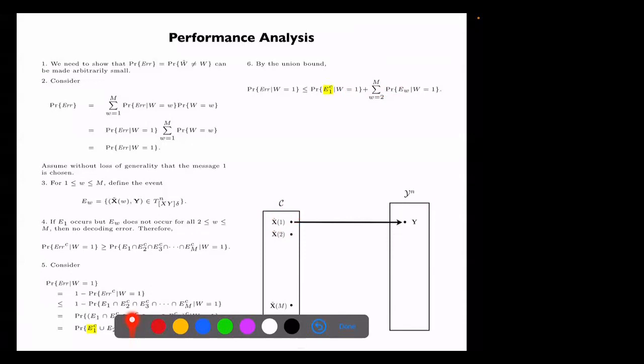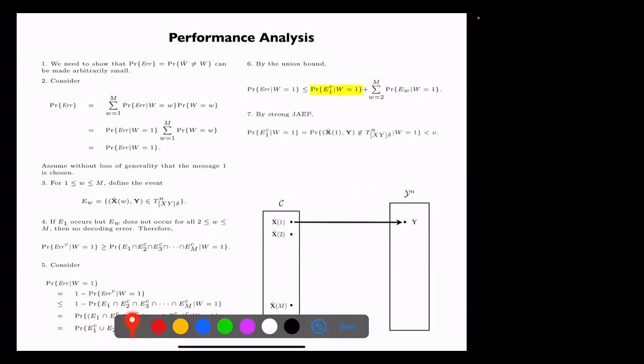Now this happens with very small probability by the joint AEP, because X^n(1) is drawn according to p_X, and then we pass it through the channel p(y|x). So it is exactly like drawing a pair according to p_XY n times. According to the joint AEP, the probability that this codeword is jointly typical with Y has very high probability.